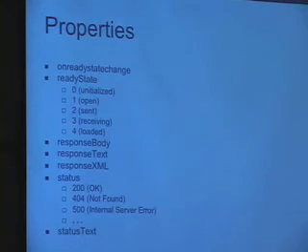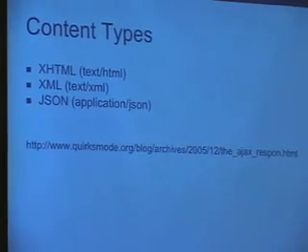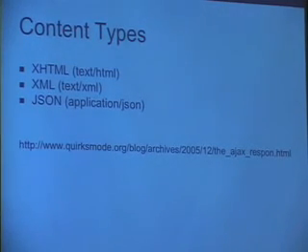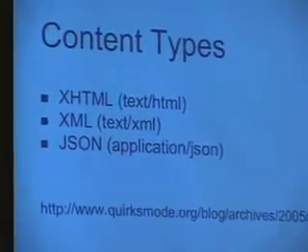So again, we'll see this in an example in just a moment. These are the three MIME types that we might expect back: XHTML, XML, or JSON. But you can technically send back most any kind of data you want, including just text.